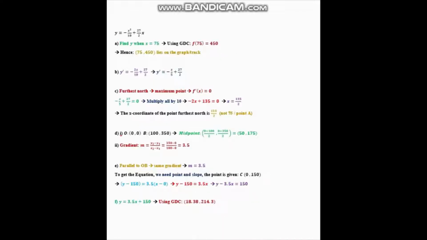In D I, I'm required to write down the midpoint of line segment OB. So there is your O, the origin, and there is your B, and you have the coordinates for B. So this is simple. There are your 2 points, hence the midpoint is obtained by averaging the x's, 0 and 100. 0 plus 100 over 2 is 50, and for the y, 0 plus 350 over 2 gives you 175.